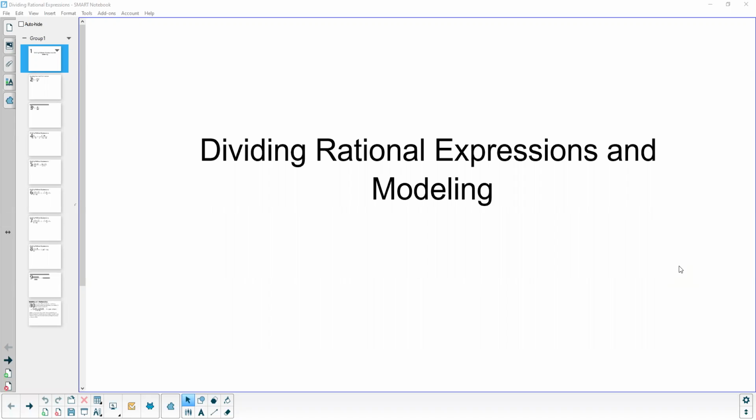What it means when we talk about modeling is we're referring to doing a word problem related to the more abstract concept that we're practicing. So in this case, we're going to have a word problem related to dividing rational expressions. So let's take a look at how we divide rational expressions.